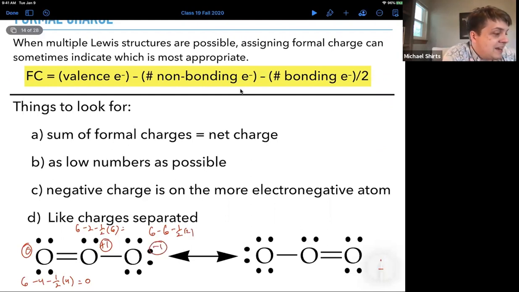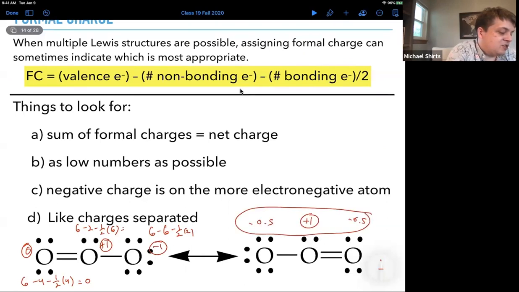So in this case, these are the two possible Lewis structures we came up with. Both of them have formal charges. So actually, if we looked at the resonance structure of both of these together, this would have a +1, and these would have -0.5 and -0.5. Because in both structures, the center one has a +1, and they alternate which one is 0 and which one is -1.